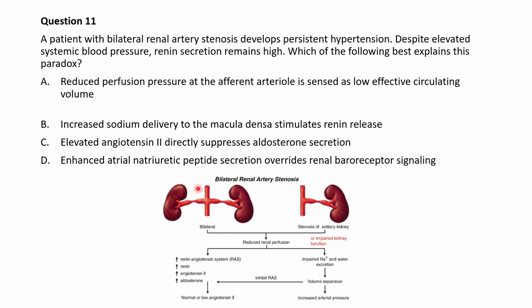So there's reduced perfusion pressure at the afferent arteriole because of this stenosis, and that is sensed as low effective circulating volume. Basically, in bilateral renal artery stenosis, the kidneys will receive reduced perfusion pressure because the renal arteries have become narrow, and the juxtaglomerular cells, which are the cells in the kidney getting this signal, will interpret this as low effective circulating volume. Even though systemic blood pressure is high, the kidney interprets this as low volume because less blood is being received by the kidney.